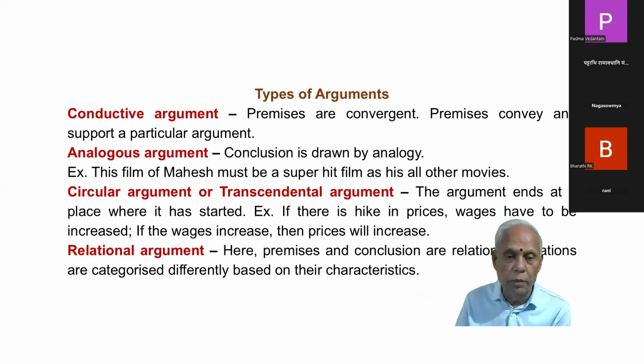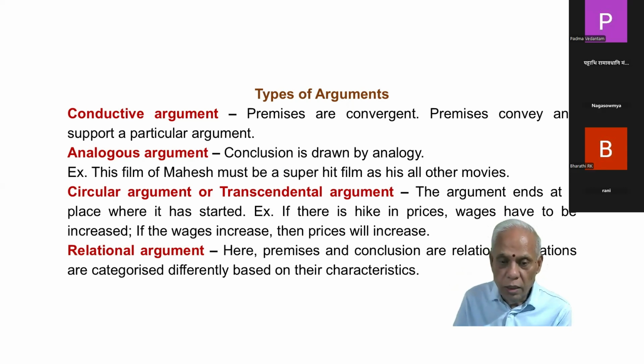Both are same. Circular argument or transcendental argument. Transcendental means when you come to the starting point again after the argument is over. See, the argument ends at a place where it has started. If there is a hike in prices, wages have to be increased. When the price index goes high, our dearness allowance will be increased. When dearness allowance or salaries are increased, rates automatically go high in the market. So again, we have come to the starting point.